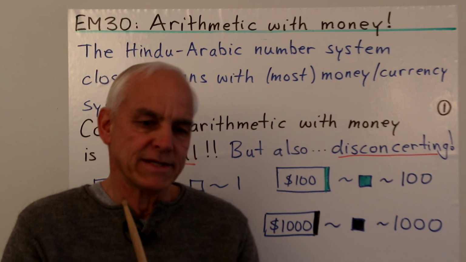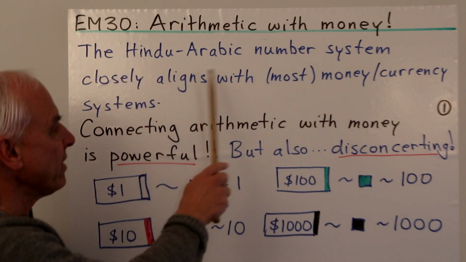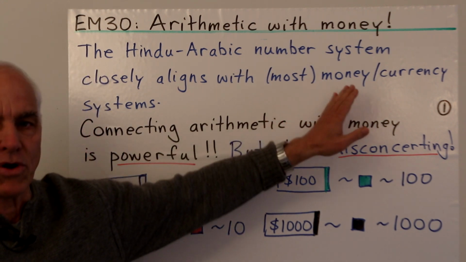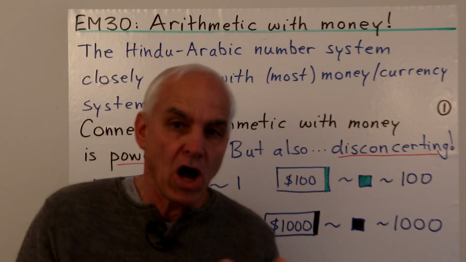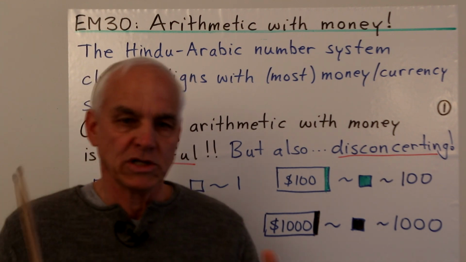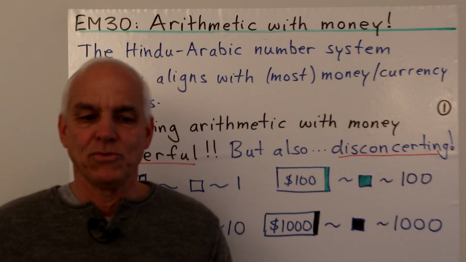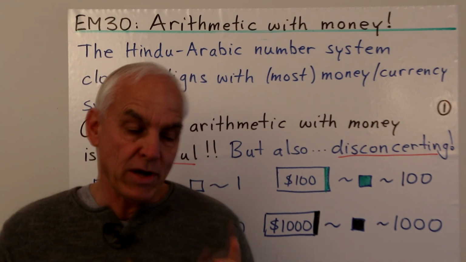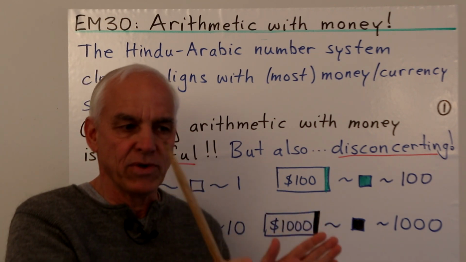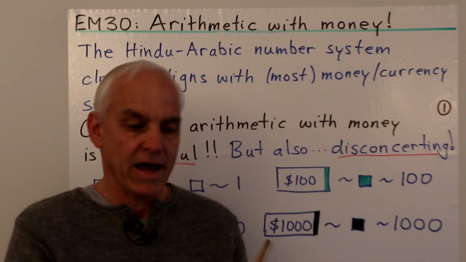And in some ways, it's actually perhaps the most powerful one because the Hindu-Arabic number system aligns itself very well with at least most money or currency systems in use today based on a base 10 system. And we'll see that this really strong correspondence actually gives us some hints. And we'll have a surprising twist at the end of this video as we start to move towards understanding really novel ways of doing important arithmetical tasks.